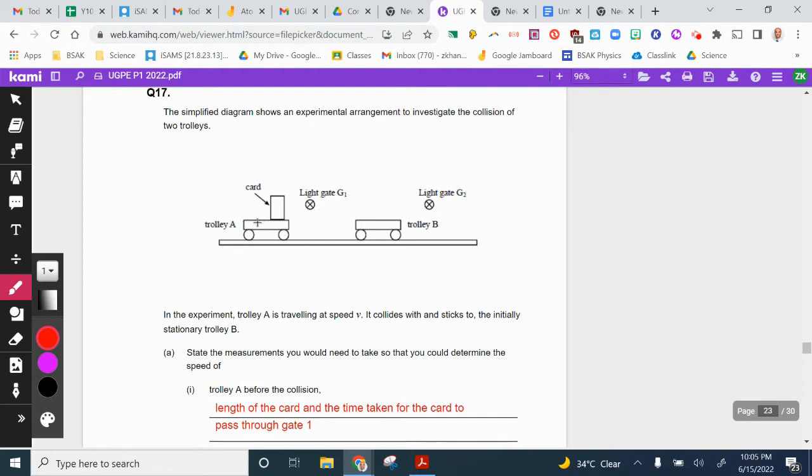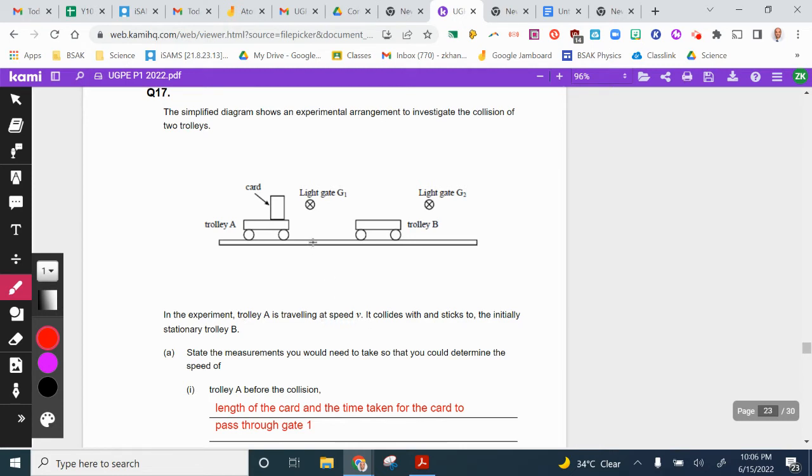So when trolley A passes through light gate 1, that light gate should help us calculate the speed. So from light gate 1, what we want to do is take the time it takes for that card to disturb the light gate. Okay, so that's one measurement. And also we want to find the length of this card as well. So this trolley is traveling at a constant speed v.